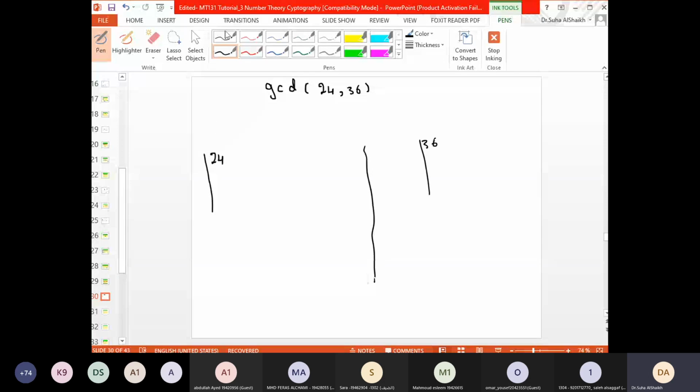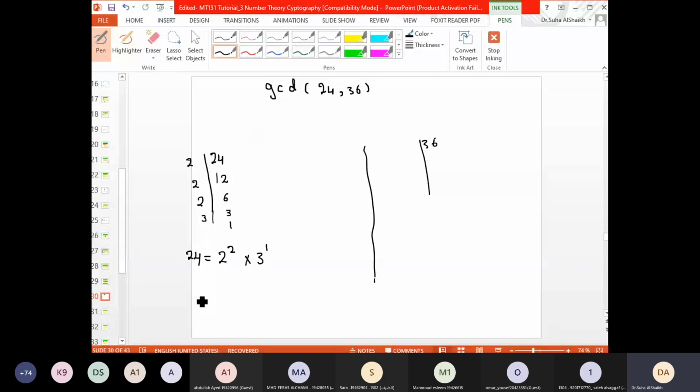24 is divisible by 2 and the result is 12. 12 is divisible by 2 and the result is 6. Divisible by 2 and the result is 3. Divisible by 3, and the result is 1, and I'm done. So the 24 is equal to what? 2 power 3 and 3 power 1.